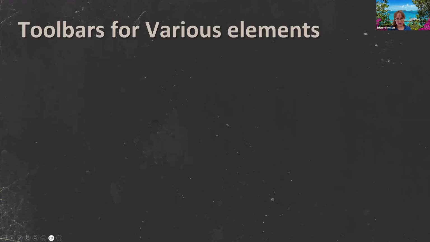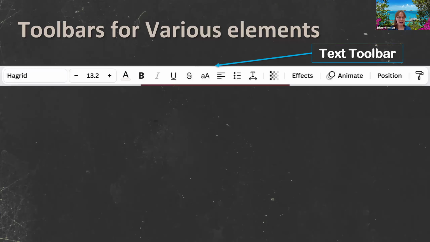So I'm just going to show really quickly what the toolbars look like for various elements, depending on what you're clicking on. We have the text toolbar, controlling all the different ways to control that specific section of text. It will not change all the text on your document. It's only going to change the section that you have selected right now.